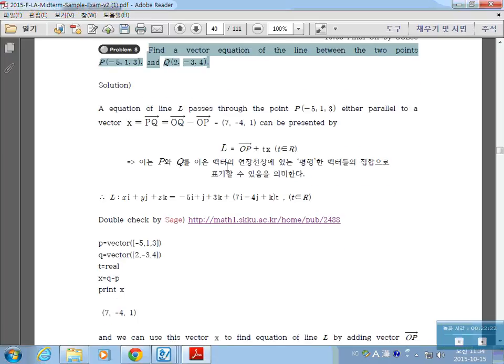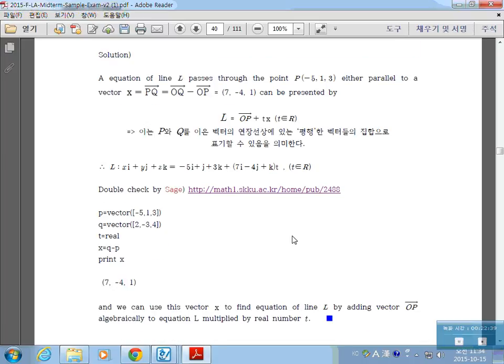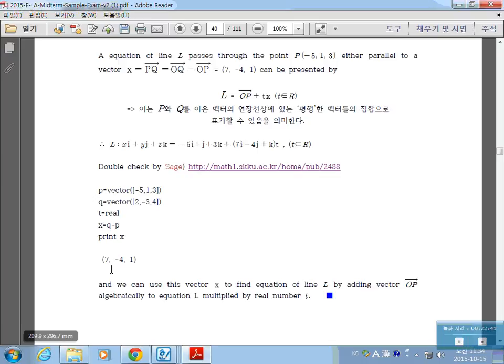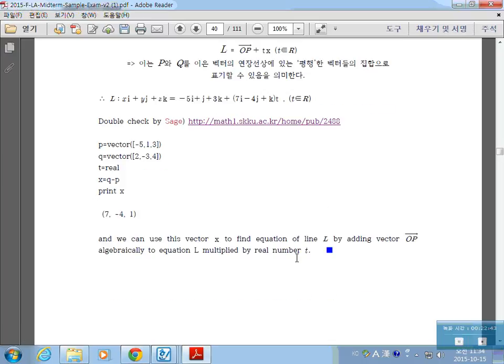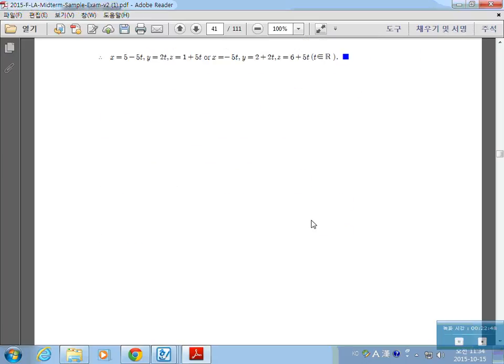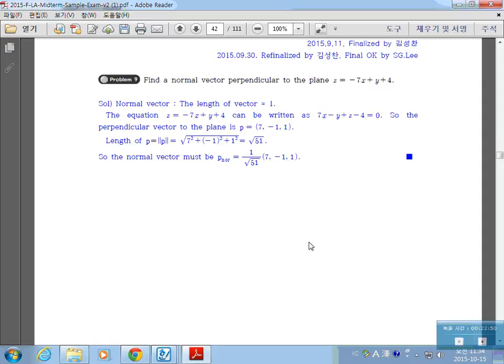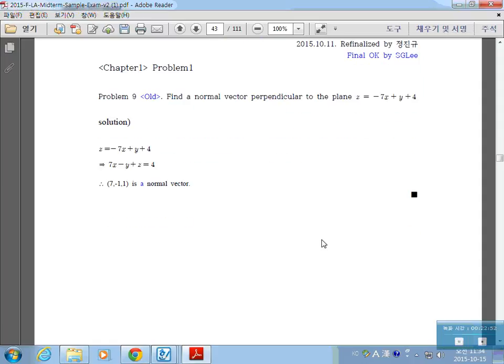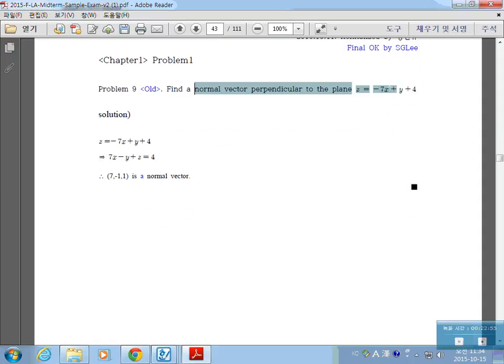Vector equations for lines and planes are the main idea that you have to know from chapter 1. Actually, this problem deals with it, and he found it, and he checked those by Sage here. And just change some numbers here and there. Find the length, similar problems by you, and find the normal vector of the given plane.